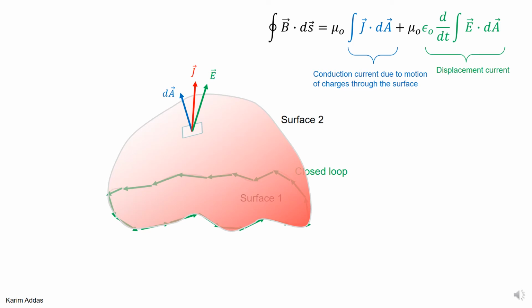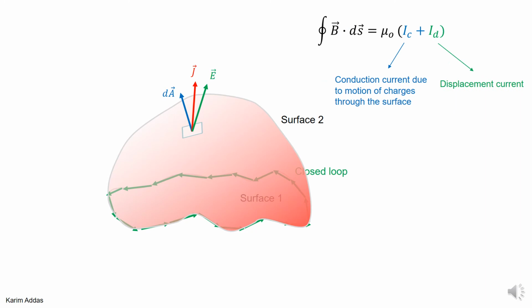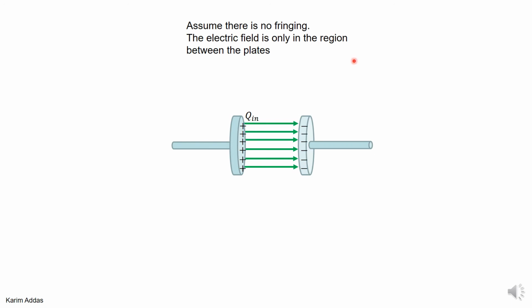Let's see how that will work. So we can say that the conduction current, I_C, is this one, and I_D, the displacement current, is this one. And we can write down the law this way then. So let's look and see if this resolves things by going back to this example of a charging capacitor.